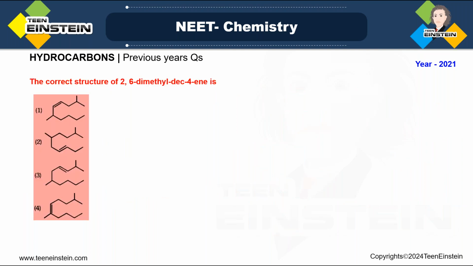The correct structure of 2,6-dimethyldec-4-ene. Now, dec, even without looking at the options, simply write the structure directly. You can also look at the structures and decide, but I think if you simply draw the structure and try to match it, it will be better. Dec means 10 carbon. So simply write a parent chain having 10 carbon. Put numbers.